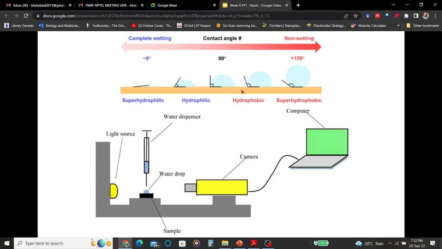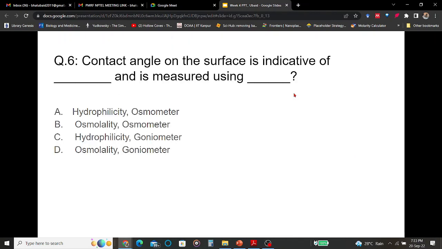And the greater the contact angle, for example greater than 90, 120, 150, the more is the hydrophobicity. And the less the contact angle, the less is the hydrophobicity and the more is the hydrophilicity. So using the contact angle measurements, you can see the hydrophilicity or hydrophobicity of the surface. And in the question, hydrophilicity was mentioned.